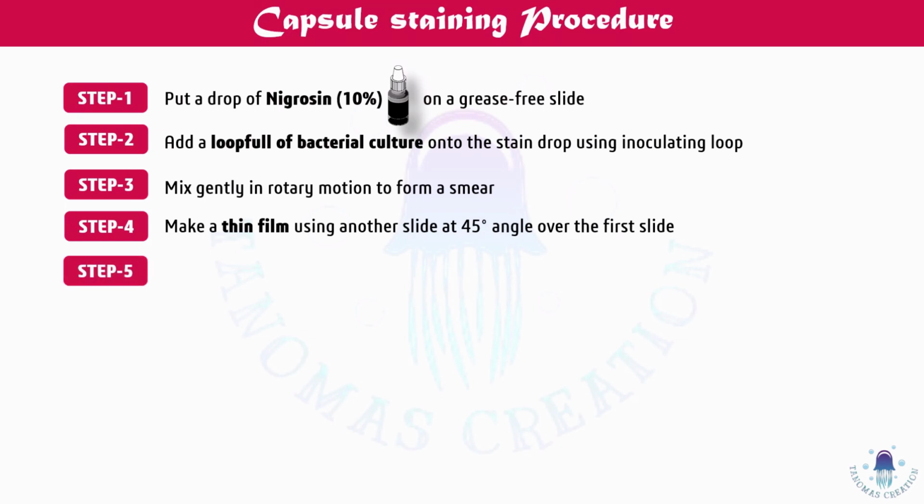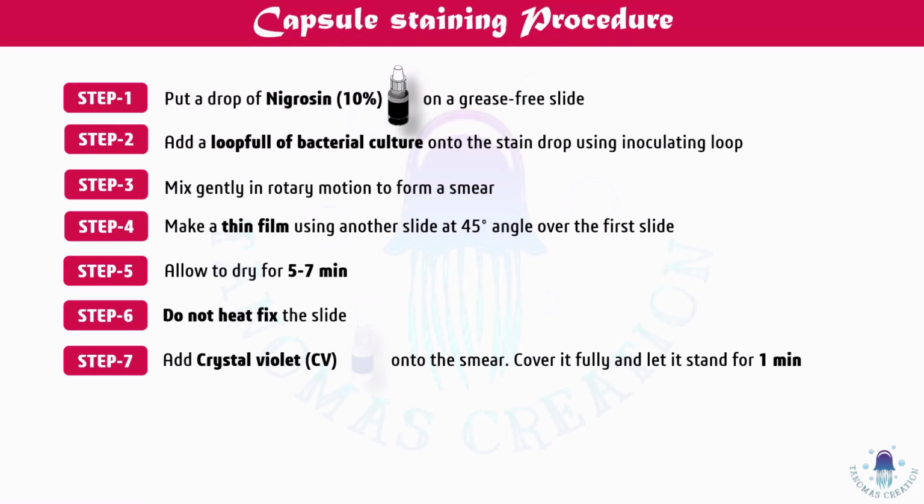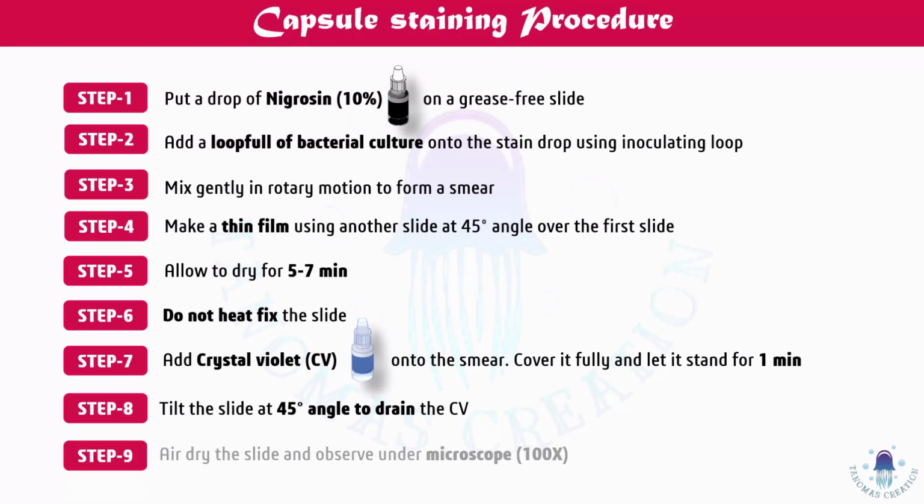Now this thin film is allowed to air dry for 5 to 7 minutes. In this step, we make sure that we do not heat fix. It's a very important step. We have to avoid the heat fixing step, right? After the drying, we add the crystal violet onto the smear. We cover it fully and allow it to stand for 1 minute. After that, we tilt the slide at a 45-degree angle to drain out all the crystal violet. Then it is air dried and observed under the microscope at 100x. This crystal violet step is the extra one added in capsule staining.